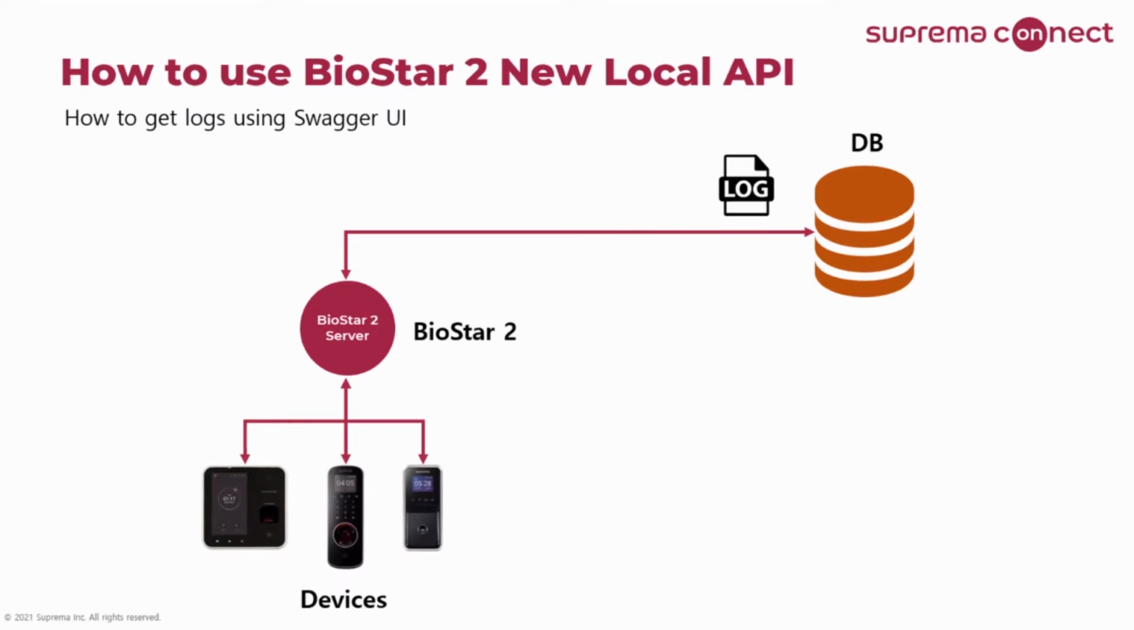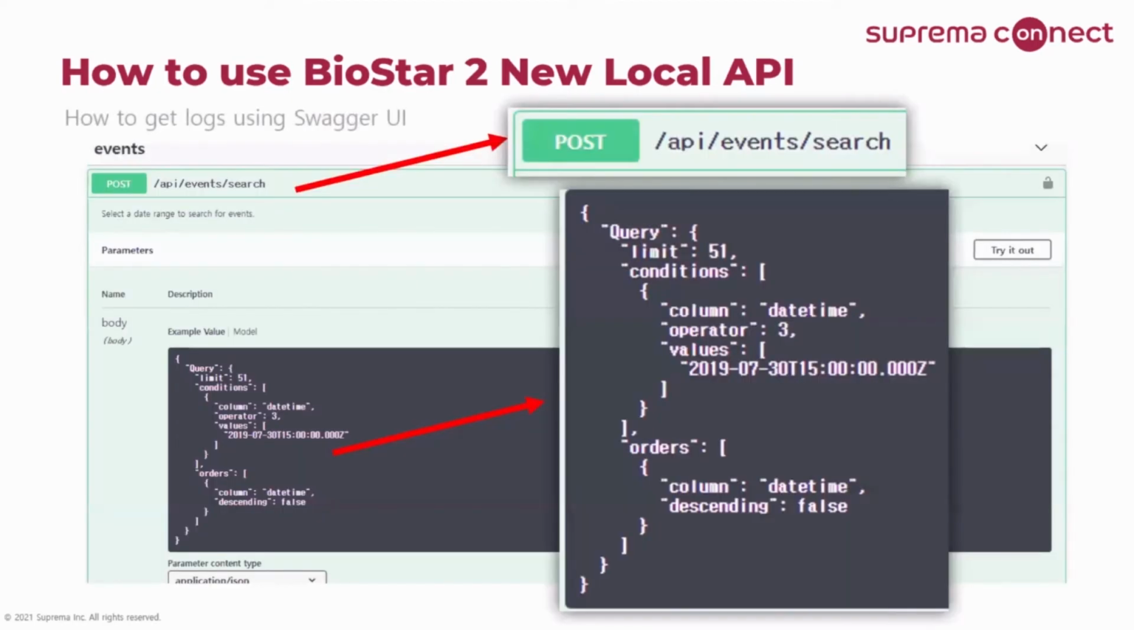This is how you retrieve logs from the database to the devices. Devices can just call the appropriate API method to retrieve the log data from the database. This is on the Swagger. You can use the function post API/events/search. And there you can see a few or a lot of parameters, and you can fix a few of them and have the data the way you want.